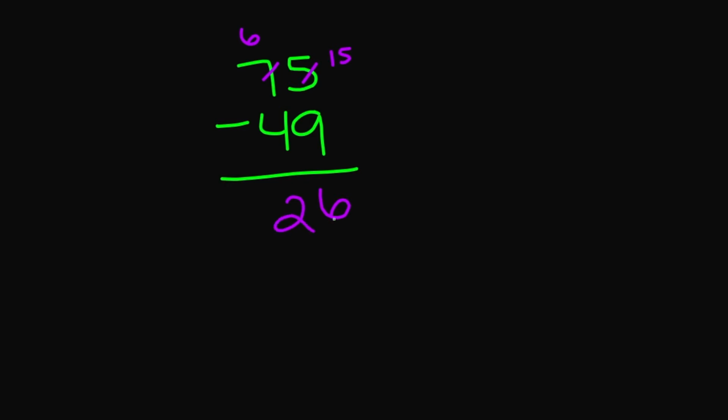Let's try 75 minus 49. So first we're going to subtract 5 minus 9. That's going to give us a negative number, so I'm going to borrow. This 7 is going to become a 6. This 5 here is going to become a 15. So we have 15 minus 9, that's going to give us 6. And then 6 minus 4, that's going to give us 2. So your final answer is 26.